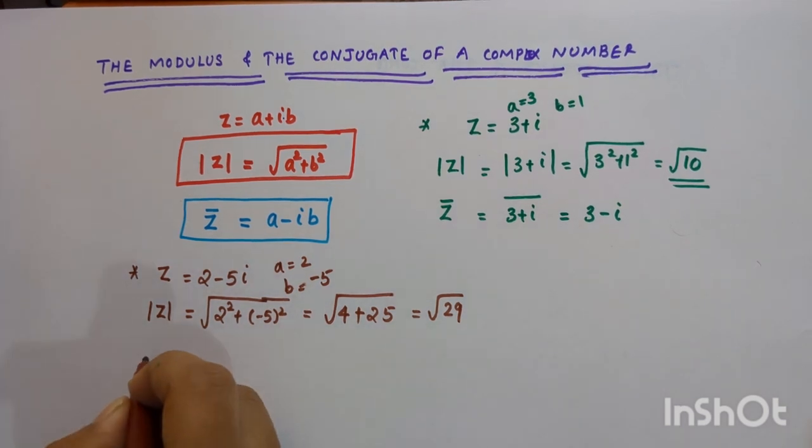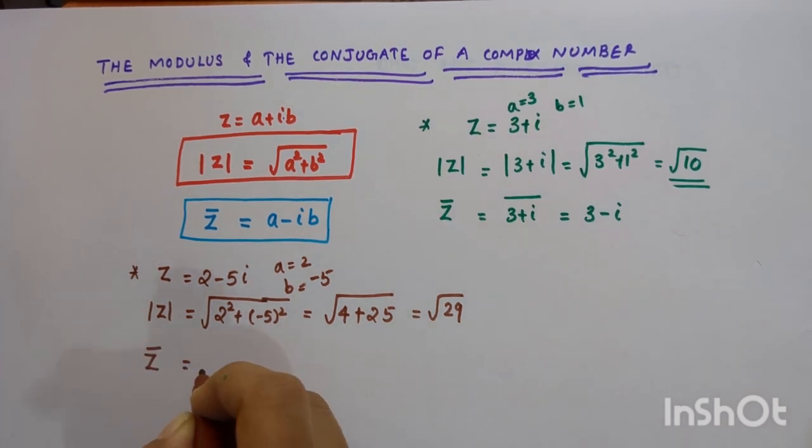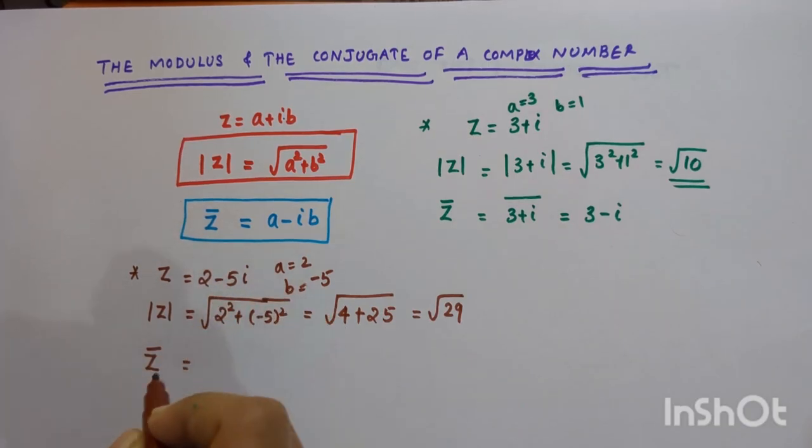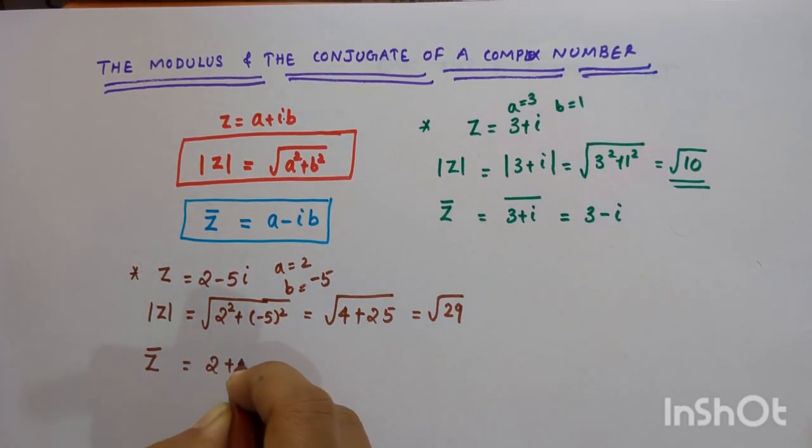And what about the conjugate? z bar is equal to what? This is 2 minus 5i, so its conjugate will be 2 plus 5i.